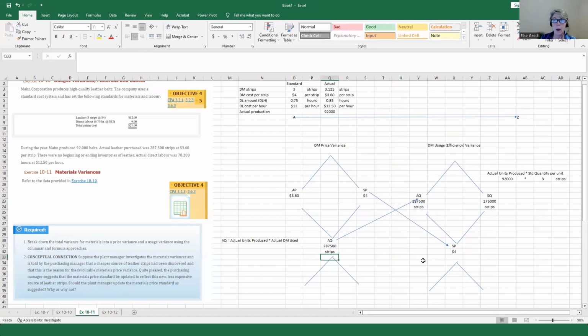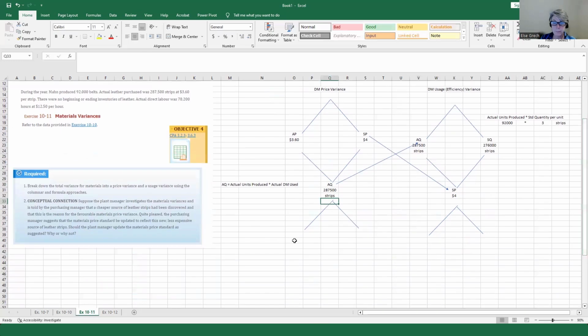So now I can actually do my multiplication. To do my multiplication, I just do the actual price multiplied by the actual quantity. So here we go. Actual price multiplied by the actual quantity. Standard price multiplied by the actual quantity. I take the difference between these two numbers.